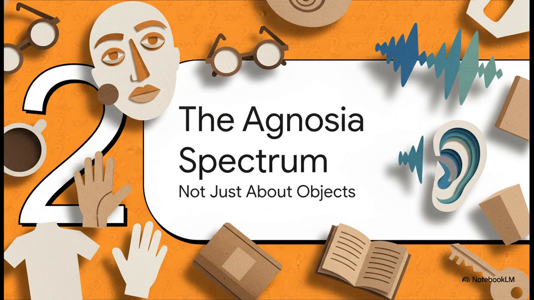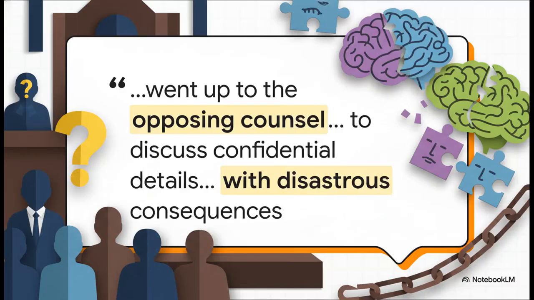So we've talked about objects, but agnosia is so much bigger than that. It's really a whole family of disorders, and they can show up in some truly startling ways. We're talking about the inability to recognize faces or sounds, or even to recognize your own body parts. I mean, get this.